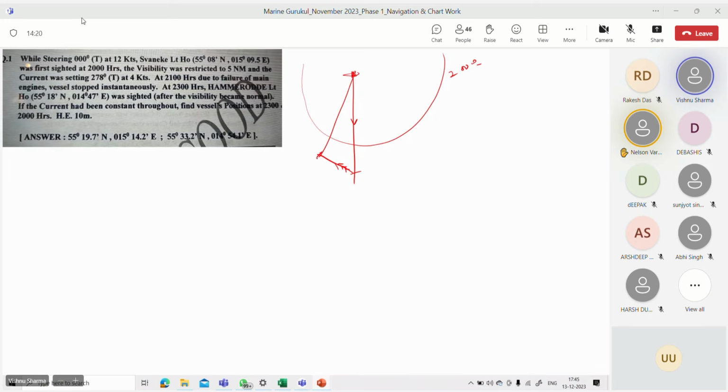And this C gets transferred to C dash. And now you are transferring this position circle. Now this position circle is for 2100 hours. That's all I have now. Yes or no? Yes sir. Here you can apply current for 2300 and transfer it to 2300.